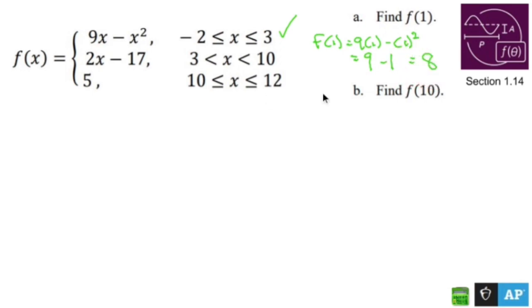Easy peasy. When f is 10, that includes that guy right there. And when f is 10, no matter what, you're going to get 5. So f of 10 is 5.